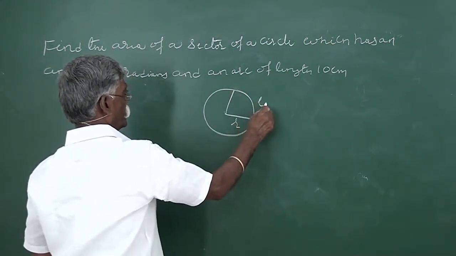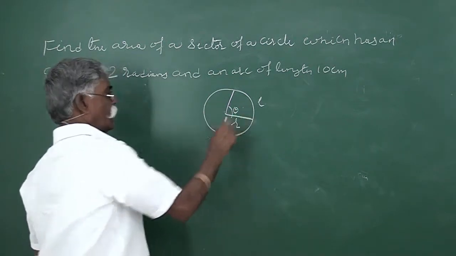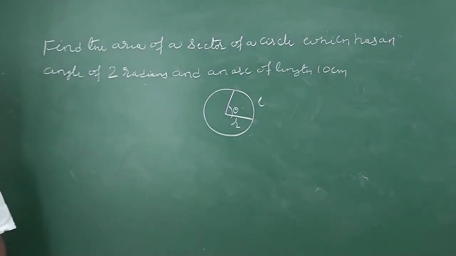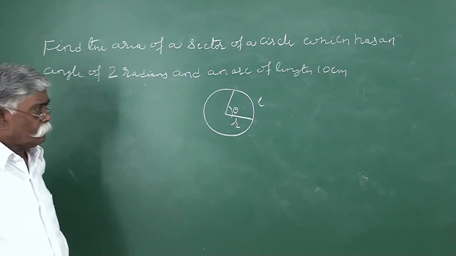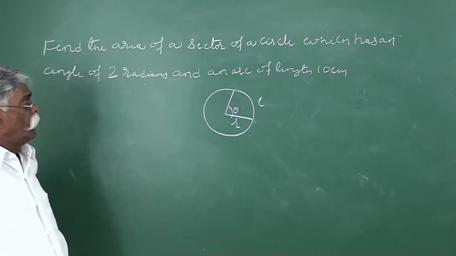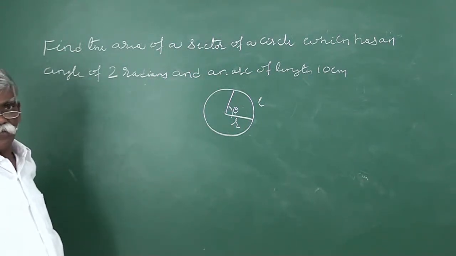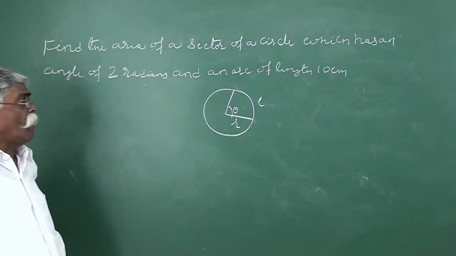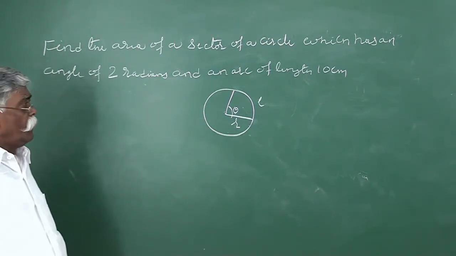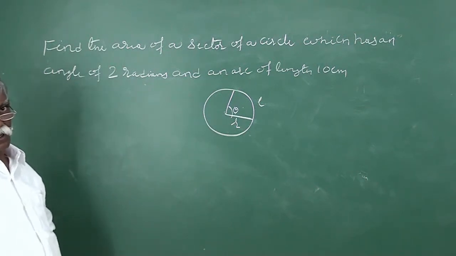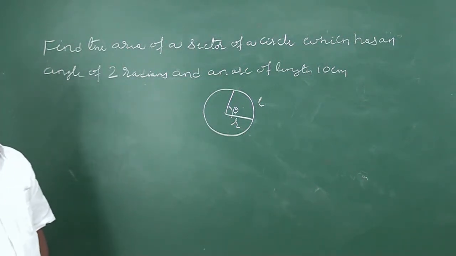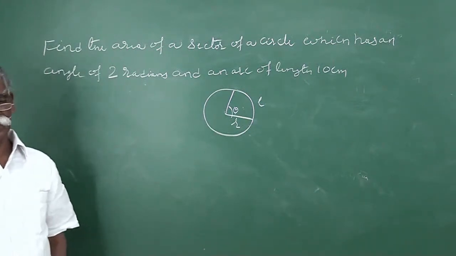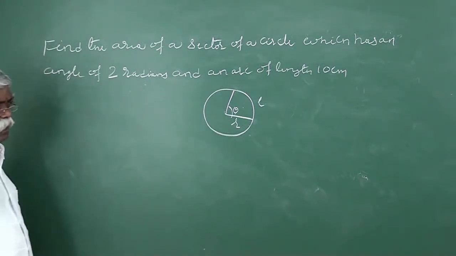If this is R and this is L, then the angle subtended by the arc at the center in radians is equal to L by R. L is given and angle is given. The area of the sector is half LR. To use the formula half LR, we have to calculate R because L is given. The other formula is half R square theta. For that we also have to calculate R because theta is given. So anyhow, let us find R first.